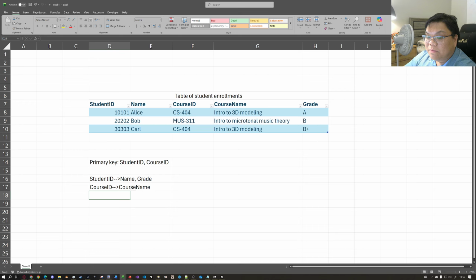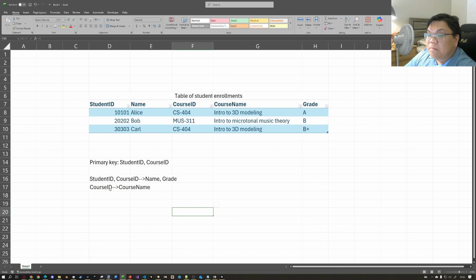Oh, hold on. Okay, it's actually screwed up with one of the functional dependencies. Is the student ID alone enough to determine a student's grade in a class? Actually, no, because if Alice also took microtonal music theory, what grade are we talking about? So yeah, student ID alone is not enough to determine the grade. We actually need two attributes, and that second one is course ID. So student ID and course ID determines the name of the student and the grade the student got for that course.